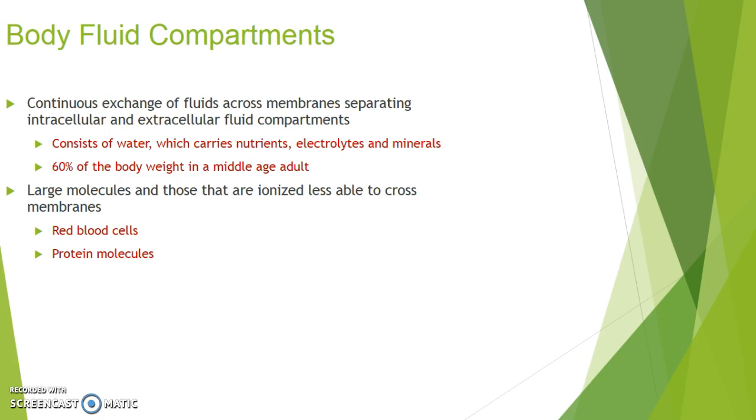Electrolytes, glucose, and minerals will usually pass freely through the cell membranes, while larger molecules such as protein and red blood cells are less able to cross membranous boundaries. This is why, if you see a urinalysis with protein or red blood cells in it, it's indicative of problems with the glomerular membrane and is indicative of kidney problems.